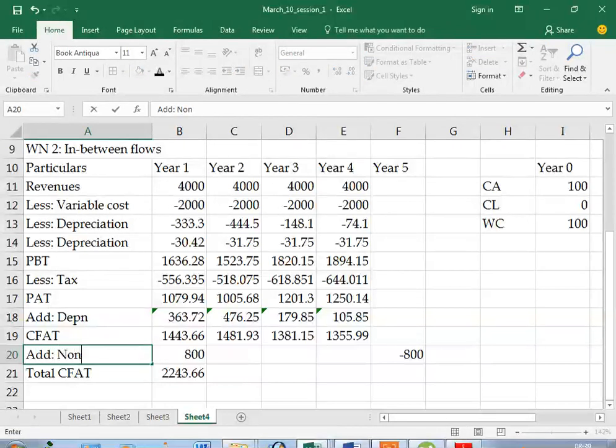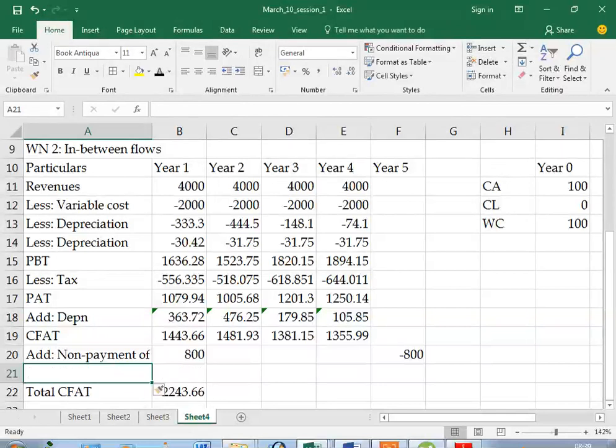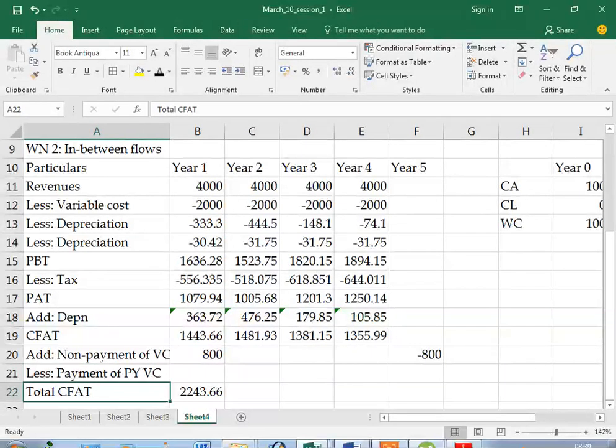Add non-payment of variable cost, less payment of previous year variable cost. In the first year I did not pay 800 lakhs of variable cost, so that is adding back, because I deducted it when I calculated here. Why did I deduct it? To calculate tax. Like we add back depreciation, I'm adding back variable cost.